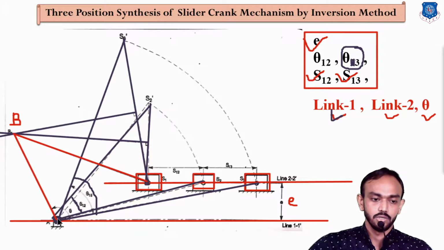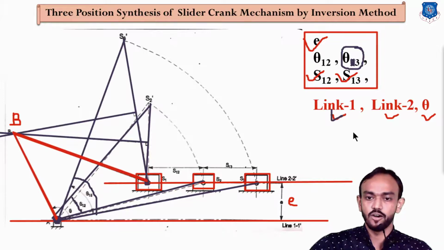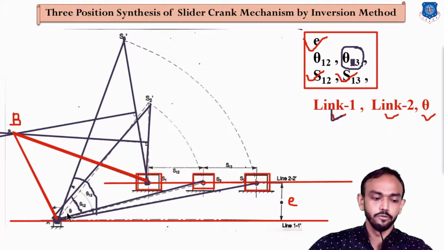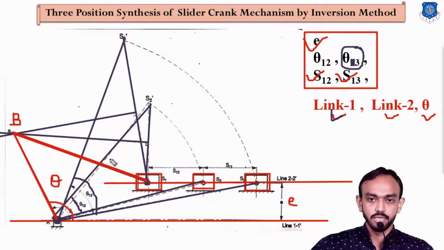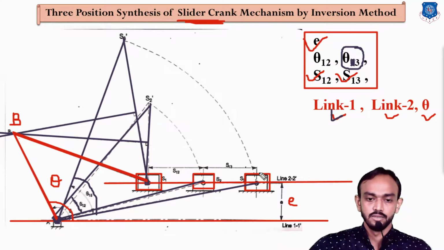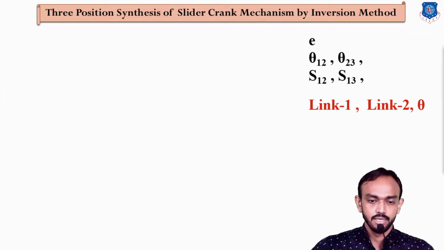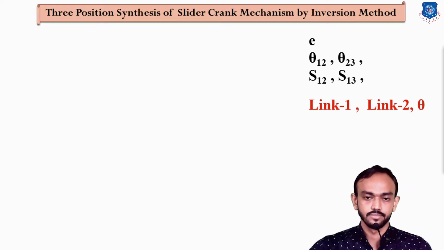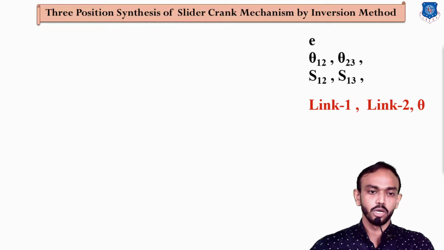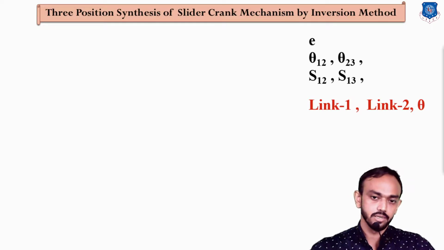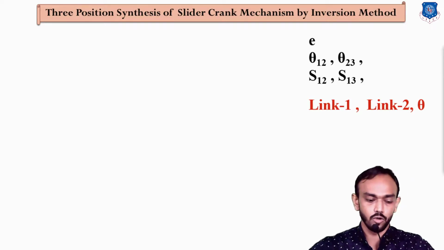And how you can check this, we will get the length of link number 1 and link number 2, and if you measure this angle from initial, this is known as theta, the initial position. So in the inversion method, for 3 positions of a single slider, we are going in reverse in this method. Okay, now I am going to draw this synthesis again, but I am not going to give any notation. I am only going to draw it roughly, so you can figure out how you can draw this.